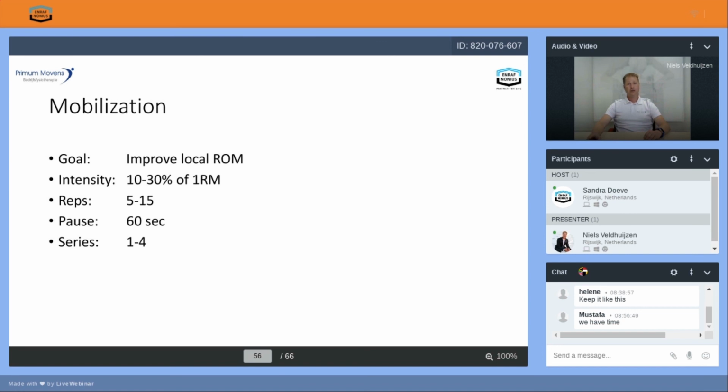In the mobilization phase, the goal is to improve the local range of motion. This is often done in the early stages of rehabilitation. But if your patient can do this, you can already switch to other phases. You use 10 to 30% of the 1 repetition maximum. The repetitions are between 5 and 15. You have a minute pause between the series, and you do 1 to 4 series. As you can see, there are large ranges here, all depending on the capacity of the patient.